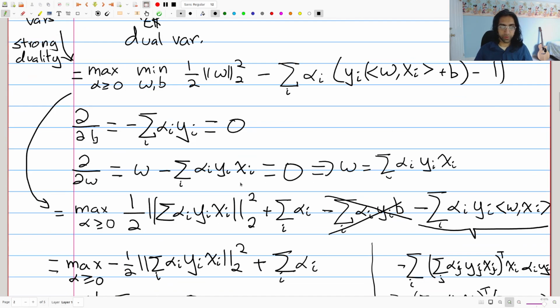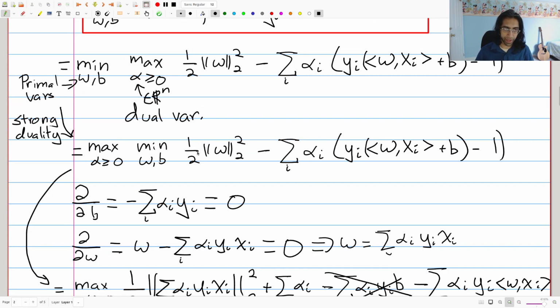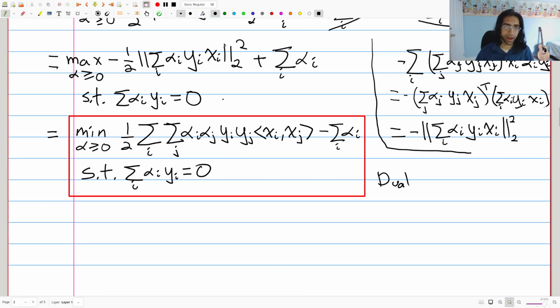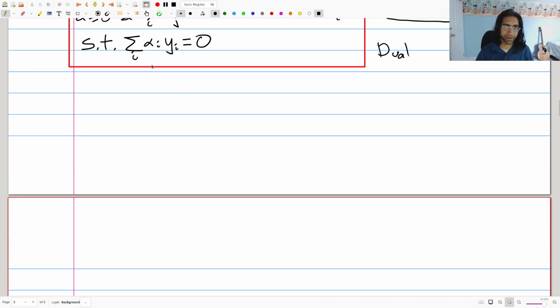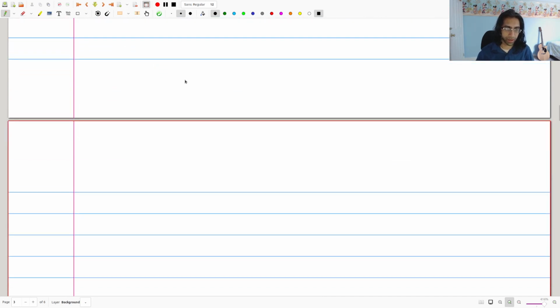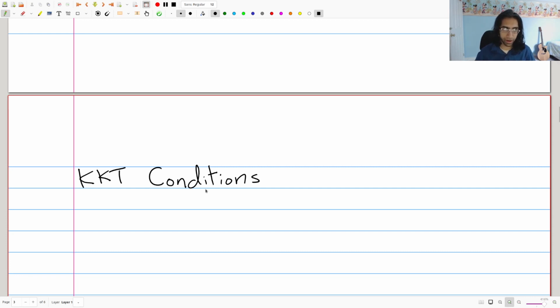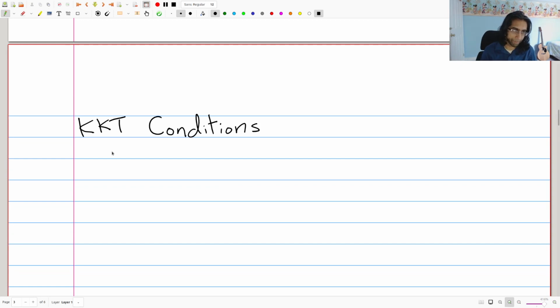We talked about Lagrangian duality, and when we talk about Lagrangian duality, there are some nice properties which apply. There's something you'll hear this term a lot when you're doing optimization, called the KKT conditions. And these are necessary conditions for optimality.